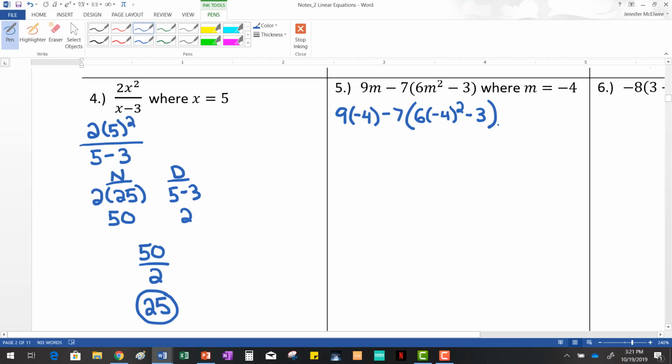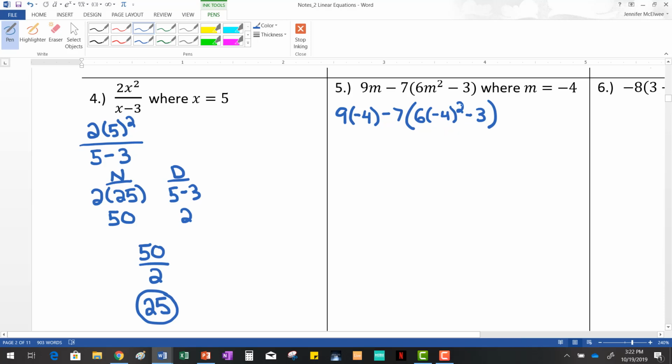A lot of parentheses in this one. This is the first example where I do have operations to perform within parentheses. There's multiplication, I see exponents, I see subtraction. So if you have multiple operations happening within parentheses, look at it like a brand new order of operations problem.